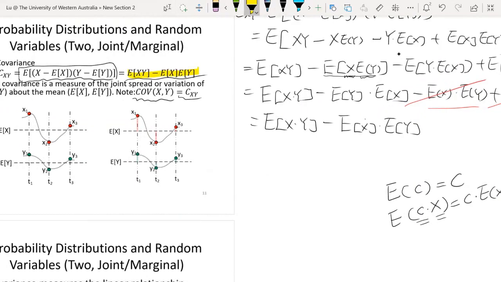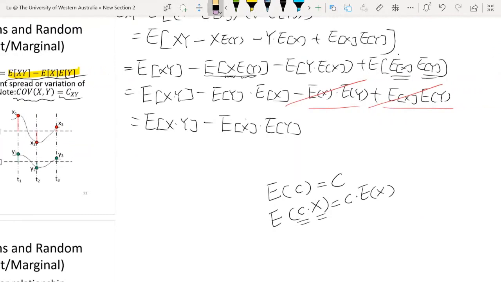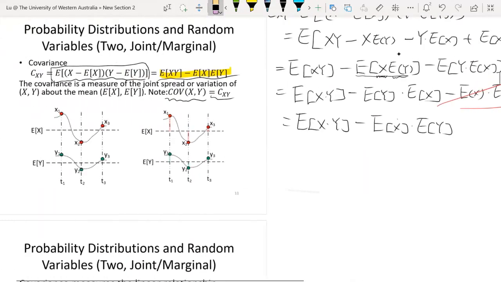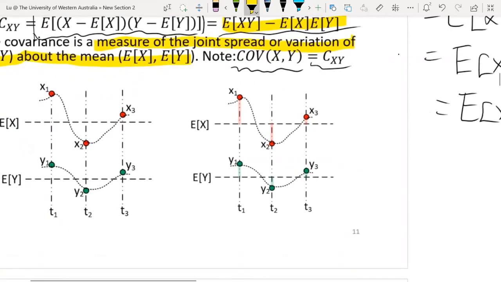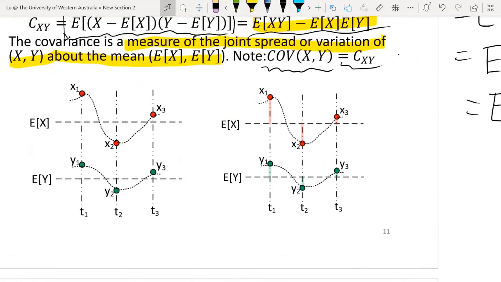Okay, before moving on, there's one more thing I want to remind you. So yes, I know how to calculate the covariance between X and Y. What's next? The covariance is used to measure the joint spread or variation of X and Y about the mean value of these two random variables. In the graph shown below in this slide, in the first graph, that is about the random variable X, and the mean value of this random variable X is this line.